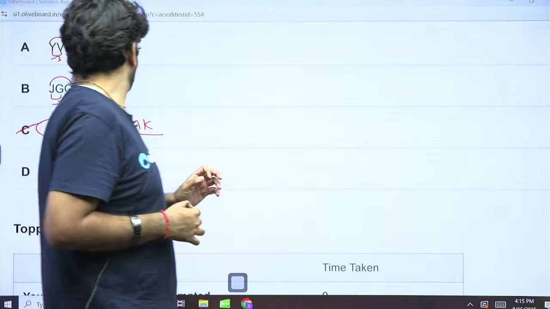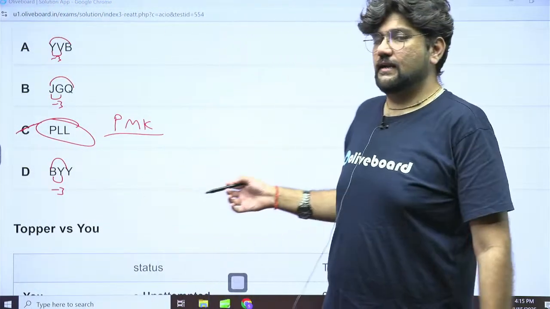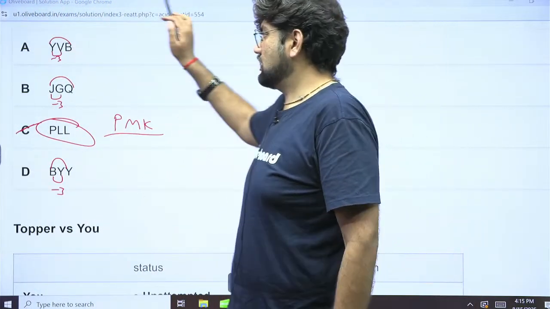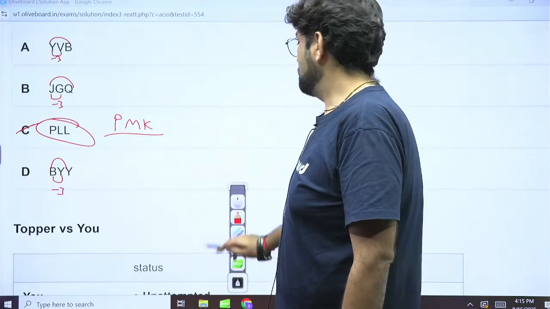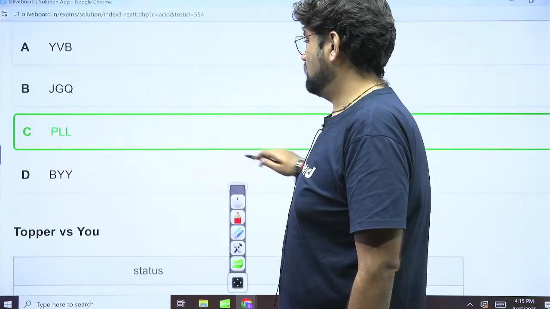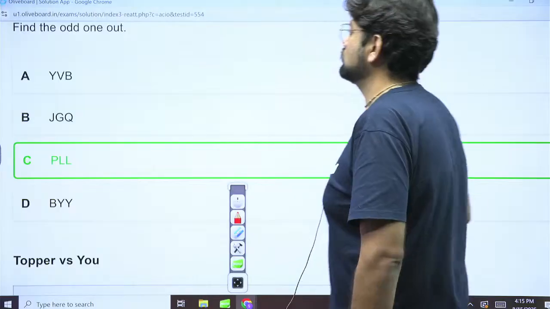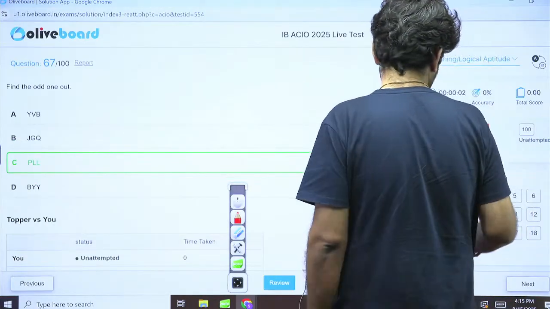Okay, got it. So V and B may or may not be connected. We have the first and third letters connecting and the first and second letters connecting. So option C is the correct answer. Cool. 24 seconds. Good job. Excellent. So he has covered it here.